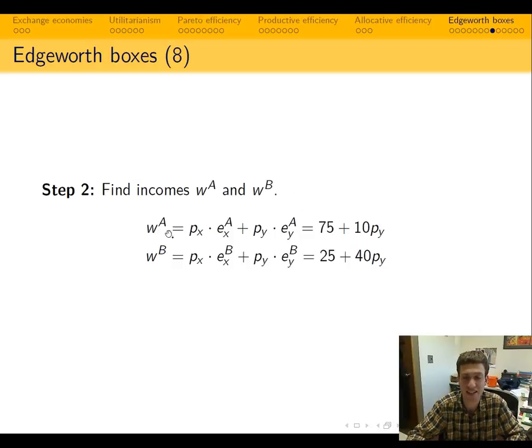So agent A's income is just going to be the price of X times how much A has of X in the endowment, plus the price of Y times how much agent A has of Y in the endowment. Here we've normalized Px to 1, and Anne had 75 units of X, so this is 75. And then we don't know what Py is yet, but we do know that Anne has 10 units of Y, so this term here is 10 Py. Bob, on the other hand, had 25 units of X and 40 units of Y, so here's his income. So we have incomes as functions of Py here.